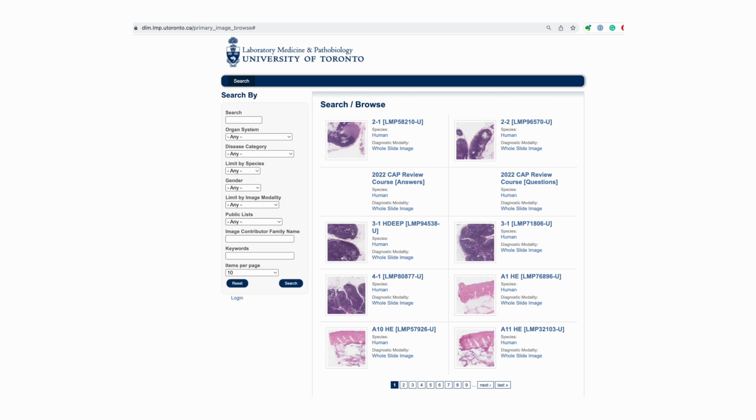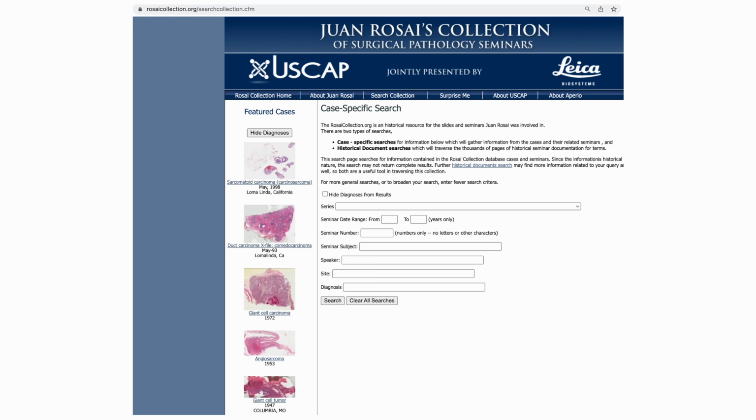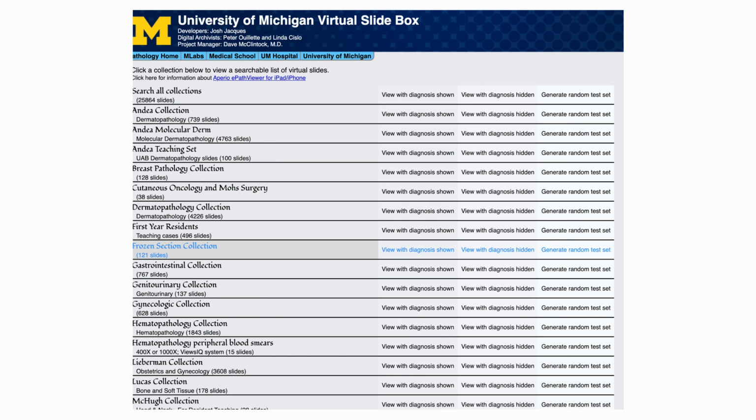The next step is websites that have virtual slides. I found the University of Toronto's Laboratory Medicine and Pathobiology website is very nice. It has lots of virtual slides with some clinical information you can go through, and you probably can't finish it. Another one is Juan Rosai's collection of surgical pathology seminars. It has some clinical details with the pictures. It's another great resource.